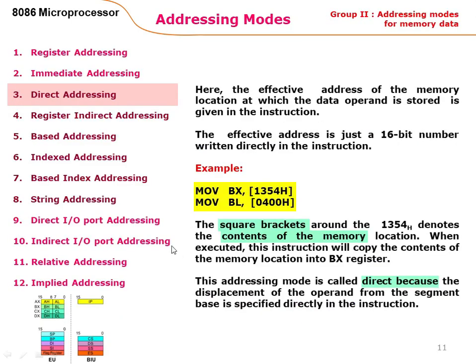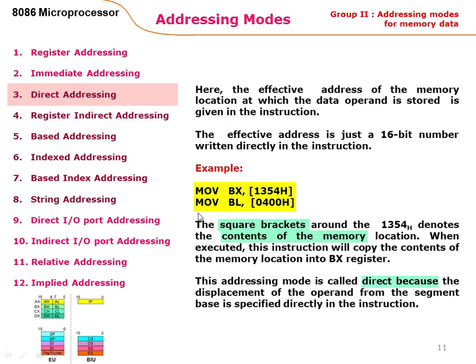Now the next addressing mode is the direct addressing mode. In the direct addressing mode, we specify a memory location in square brackets. Here the effective address of the memory location at which the data operand is stored is given in the instruction. The effective address is just a 16-bit number written directly in the instruction.